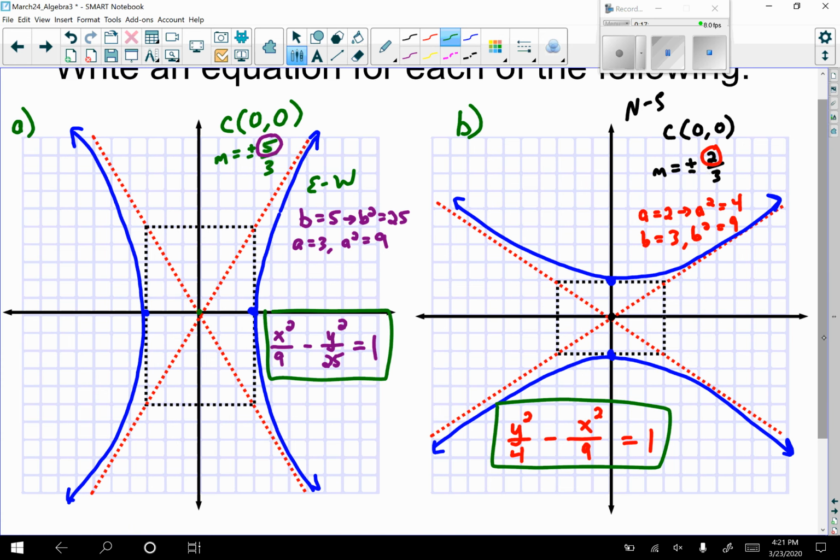So these are the items we're looking for, the center and the slopes of the asymptotes. With the ellipses, like I said, we were using A and B to help us find the length of the major and minor axes, or to kind of show the radius of each side that we were looking at.